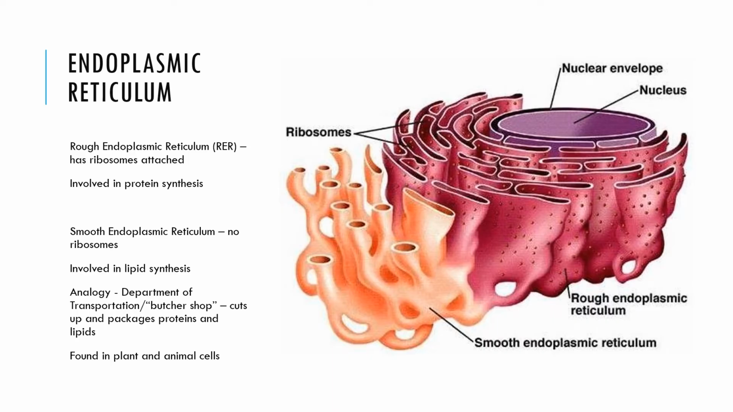If we were to compare the endoplasmic reticulum to an everyday structure, we could compare it to a department of transportation because it kind of helps to transport the proteins or lipids that they respectively make to another organelle, or we could compare it to a butcher shop because once the lipids and proteins are made, it helps to package them to send them to another structure within the cell. We will find the endoplasmic reticulum in both plant and animal cells.